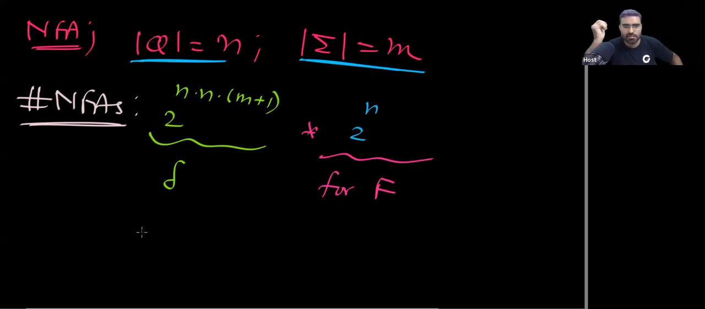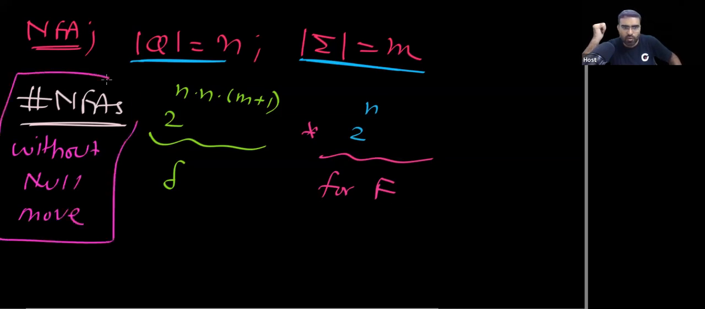Now tell me one more thing. If I say NFAs without null move, now tell me what the answer will be. Now the answer will be just a change to this. This is the only change that will happen if I say the number of NFAs without any null move.